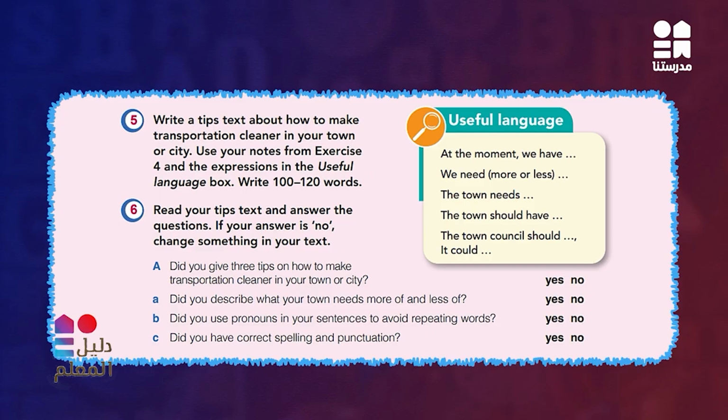Now, for exercise 5, students are to write their tips text about how to make transportation cleaner in their town or city using their notes from exercise 4 and the expressions in the useful language box. Read the instruction with the class and remind students of the importance of underlining the key words in the instructions to make sure that they complete the task correctly.